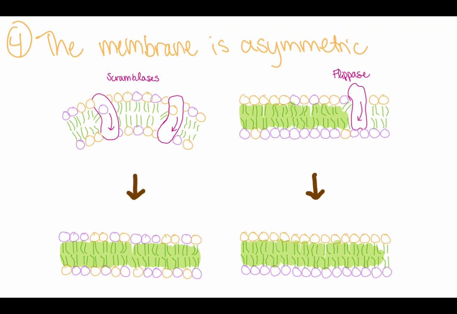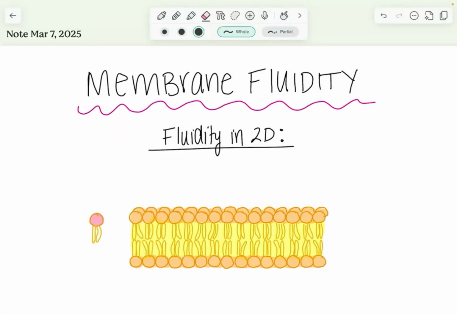Ultimately, membranes are dynamic, complex, and essential to life. Understanding them helps us learn how cells function and how we can target diseases at the cellular level.